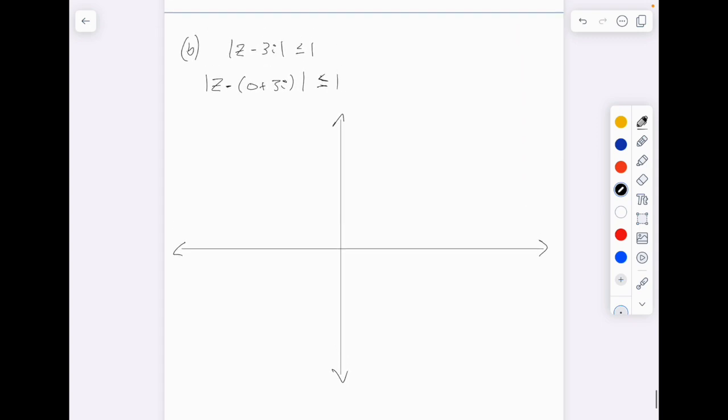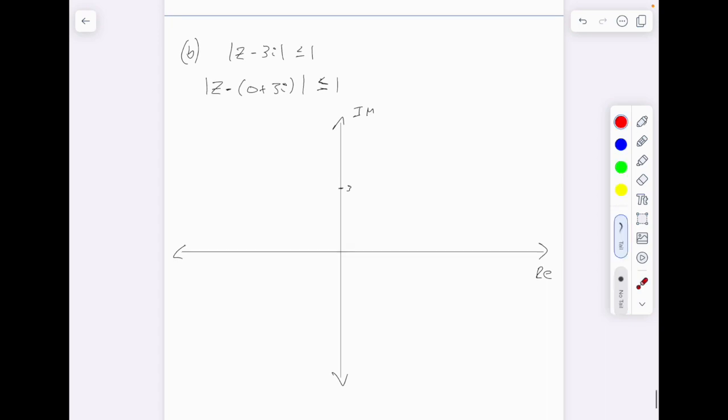And 0 plus 3i, so we're going to have the 3 up here. In essence, it's (0, 3). We've got real and imaginary. That's the first thing. And just to make things simple, I'm just going to draw a line here. Got 3 there. Now, what does this actually say?